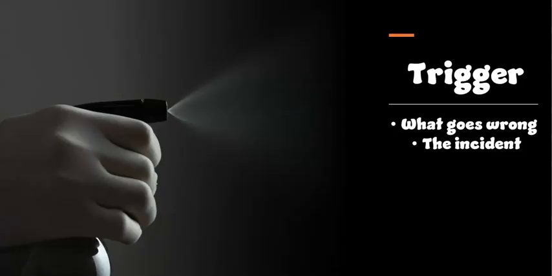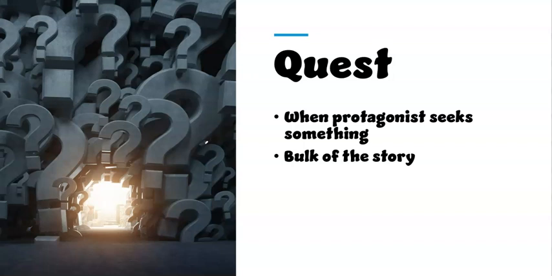Second thing you need to understand is the trigger. Now the trigger is what goes wrong. This is the incident that's going to lead the main character in the story, the protagonist, to do what they're doing. This is going to kind of set them on their way. It's going to trigger the rest of the events of the story. So this is where things are going. We already know who's involved in the story. Now we know that something is going to be happening. This is going to be the point of change.